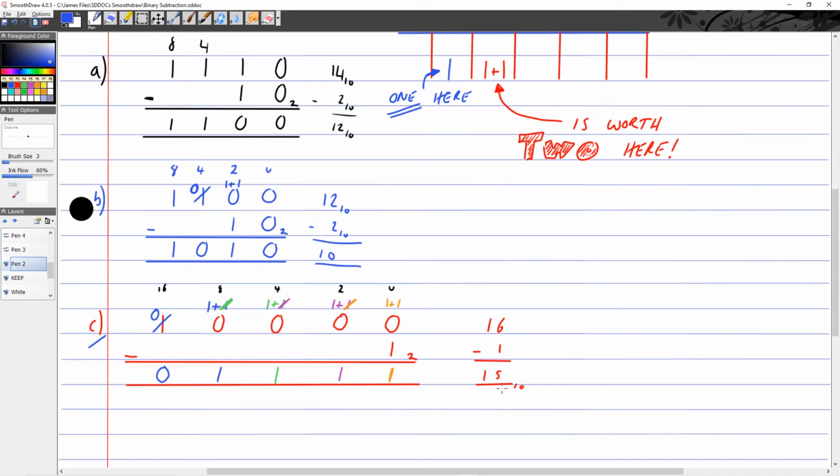So that's how we exchange in binary subtraction. And I hope that you found that useful. So have a go at some yourselves.